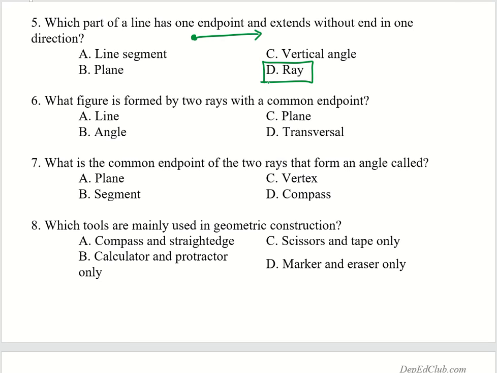Number 6, what figure is formed by two rays with a common endpoint? Two rays with a common endpoint, so this one is an angle. Number 7, what is the common endpoint of the two rays that form an angle called? That one po is a vertex. Number 8, which tools are mainly used in geometric construction? That one is a compass and a straightedge.